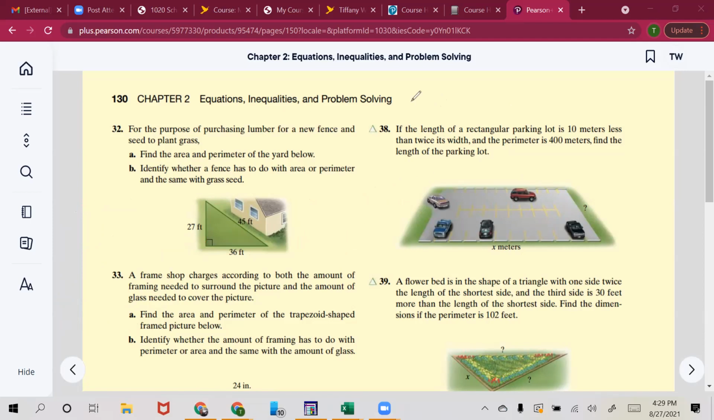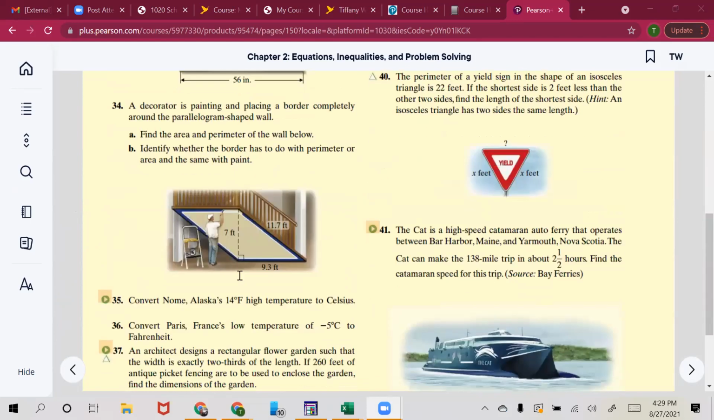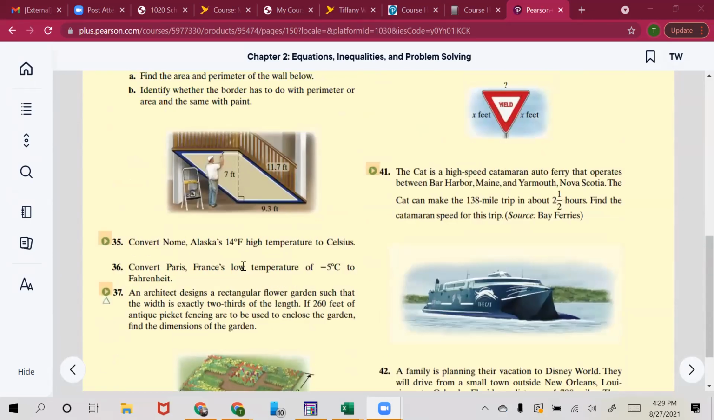Okay, so I said let's do some conversion here. Number 36, convert Paris, France's low temperature of -5 degrees Celsius to Fahrenheit. Paris uses Celsius. We use Fahrenheit. Most of the world uses Celsius. We like our Fahrenheit. So I'm going to go back to my formula. Keep in mind, we've got -5 degrees Celsius. I'm going to go back to my formula page here.